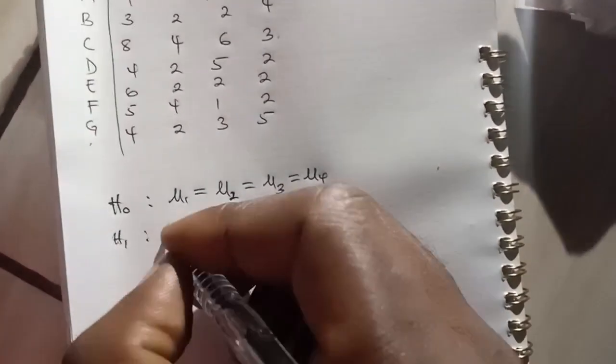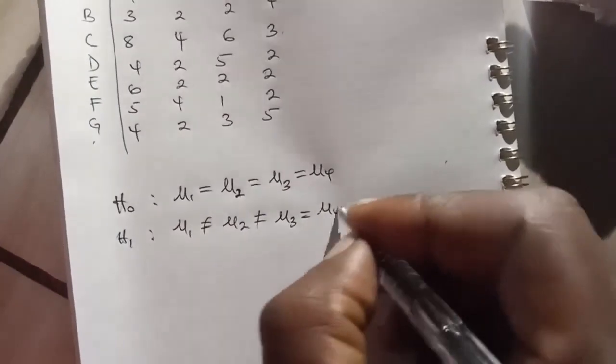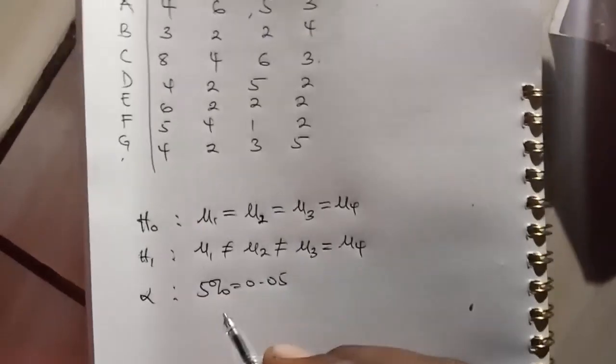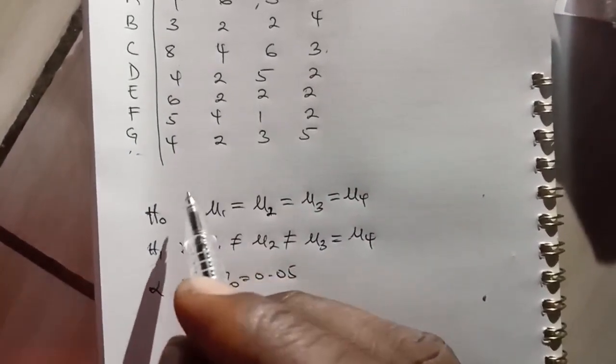The null hypothesis will say that all of their performances are the same. So mu1 is equal to mu2 is equal to mu3 is equal to mu4. And the alternative will say that mu1 is not equal to mu2, that all their means and performances are not the same. The level of significance is 5%, which is 0.05. Next, we have to choose the test we use. This is the Fisher test, or the F test.